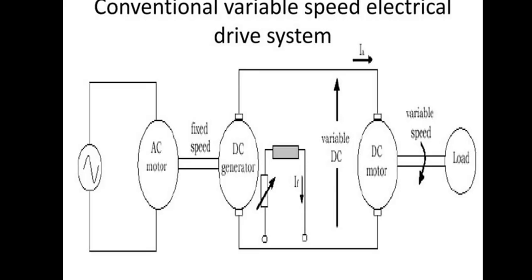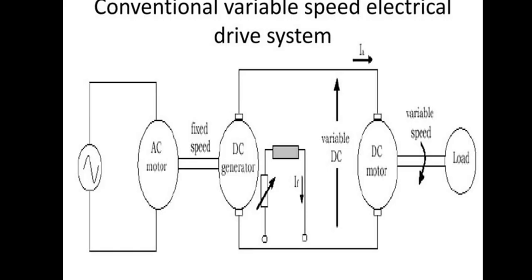Then the variable DC voltage is fed into the armature of the DC motor. The speed of the DC motor is proportional to the applied voltage: speed n equals (V minus Ia Ra) divided by phi. Here n is the speed of the DC motor, V is the armature voltage of the machine, Ia is the armature current, Ra is the armature resistance, and phi is the flux per pole. Thus, by controlling the voltage through the generator field current, the motor speed can be varied smoothly. The speed control features smooth and continuous operation.